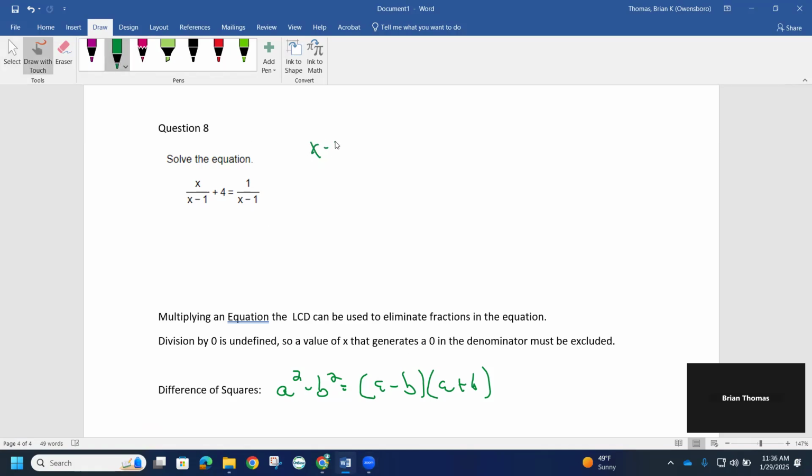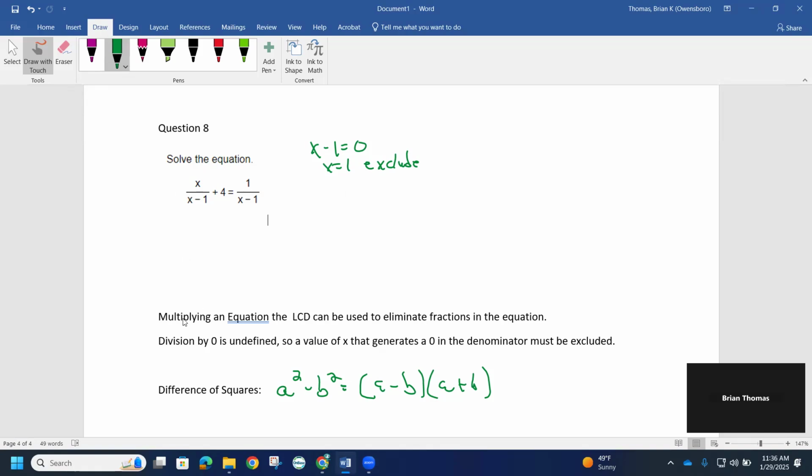That x minus 1, what we're asking ourselves is, is there a value of x that makes that turn into 0? Well, if x equals 1, that's going to turn into a 0. So we have to exclude that solution. When we solve this equation, if we get 1 as a solution, we have to throw it out.